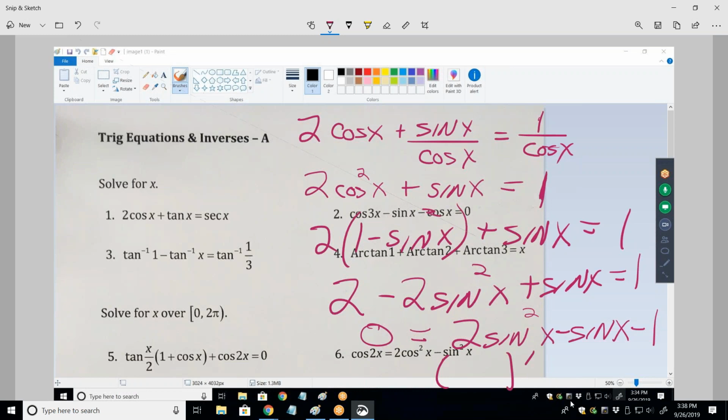All right, so that's going to be 2 sine x plus 1, and then sine x minus 1. Yeah, that works. That produces the proper quadratic. Now what? Now we set both of those equal to 0, so we get the sine of x is equal to 1, and the sine of x is equal to negative 1/2.